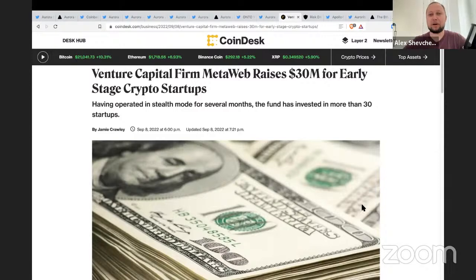Now we have not just one, but many different Near and Aurora focused crypto funds that are actually investing in the ecosystem projects. So for everyone who is looking for investments directly inside of the Aurora ecosystem, MetaWeb is a partner to go to. Actually, they already invested in multiple projects inside of the Aurora ecosystem. So good job and congratulations, MetaWeb.